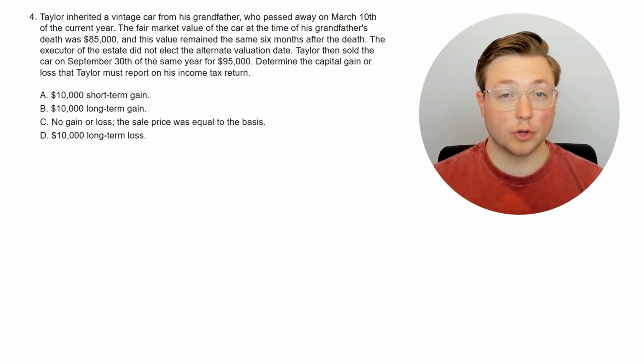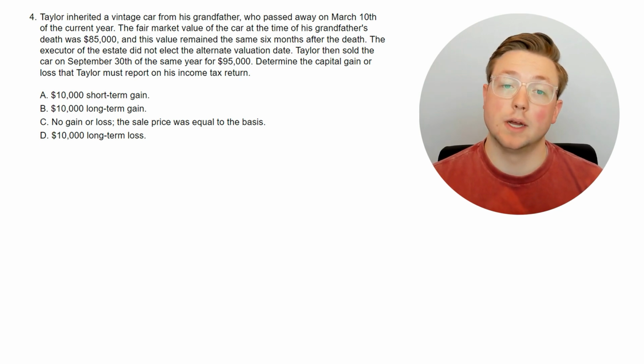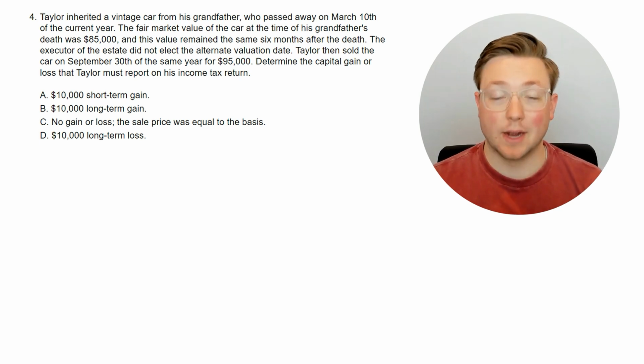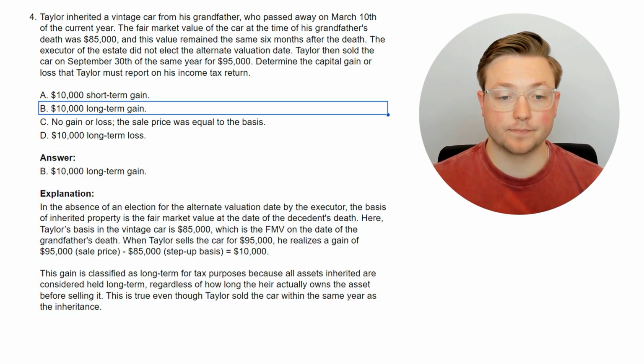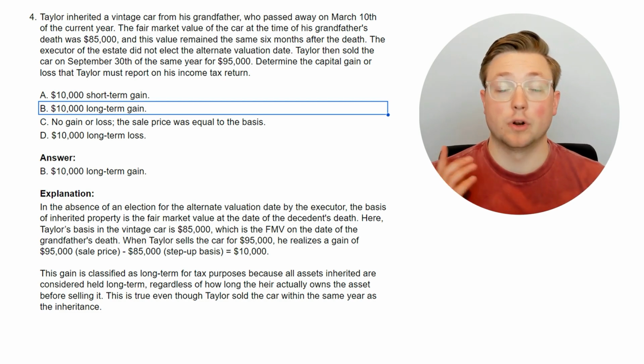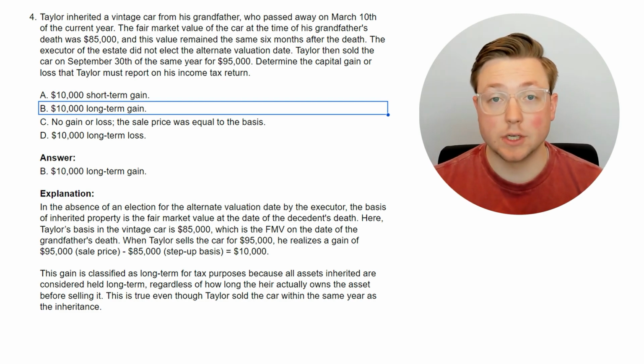All right, again, you could do this easily. Pause the video, do this problem. You could do it in your head, I bet. And when you're ready, come back. We'll look at the answer, but you probably already know the answer. $10,000 long-term capital gain. So in the absence of the election of the alternate valuation date, they just use the fair market value as the basis on the date of the death of the decedent. And then since it's inherited property, it's always long-term. So again, very easy. We're going to throw one more thing in the last question here.